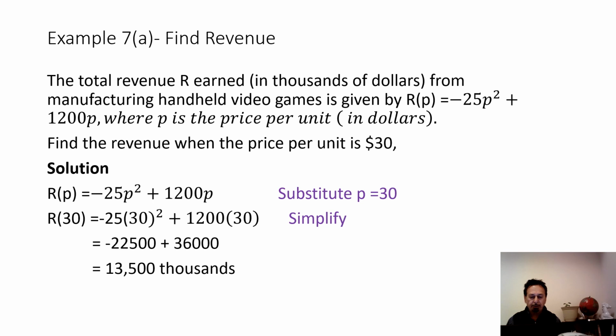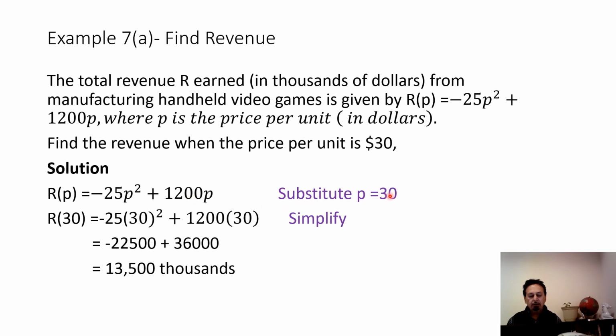Example 7a, find revenue. The total revenue earned in thousands of dollars from manufacturing handheld video games is given by R of P equal to minus 25P squared plus 1200P, where P is the price per unit in dollars. Find the revenue when the price per unit is $30. So let's start with the equation, R of P equals minus 25P squared plus 1200P.